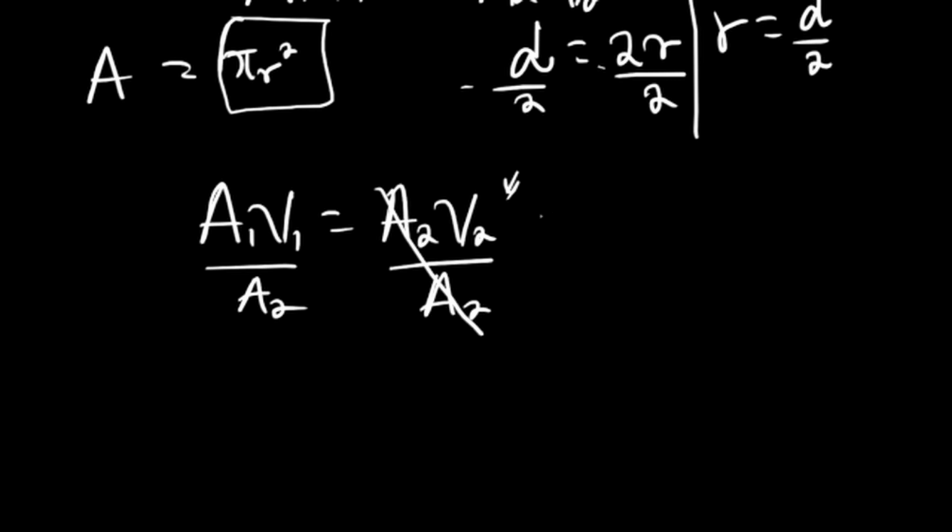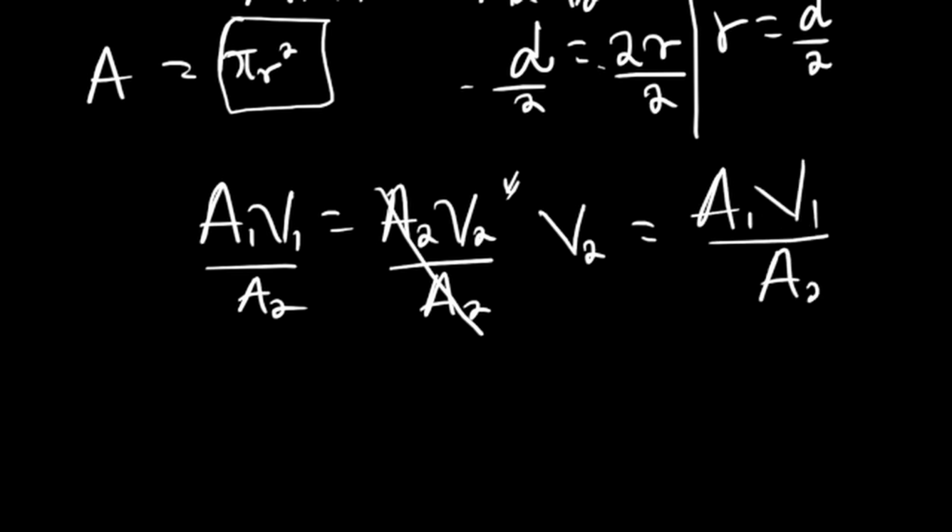We now have that V2 or V sub 2 is equal to A sub 1 V sub 1 over A sub 2. You have to remember that I said that A is equal to pi r squared. So wherever we see A sub 1, we replace it with pi r1 squared. And wherever we see A sub 2, we replace it with pi r2 squared.